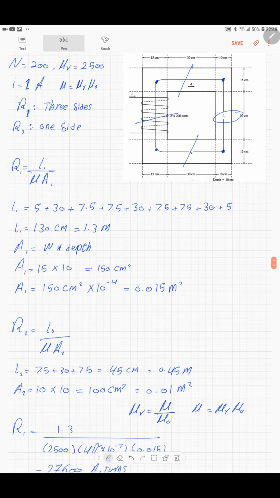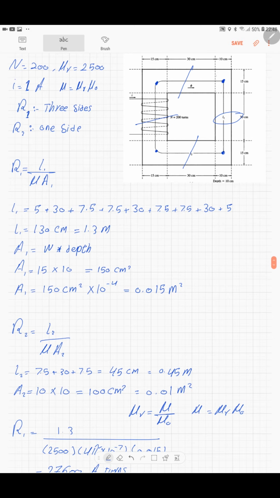Now A1 is the width of these sides, because we are dealing with two regions with the same width, and the other region, R2, with a different width. We get A1 by the width of this region times the core depth, as shown here. A1 equals 15, because the width of this region is 15, times the core depth 10, so we have 150 centimeters squared, and A1 is this.